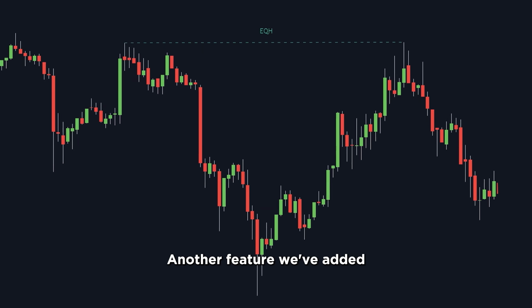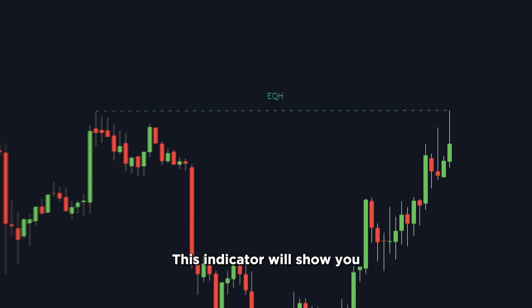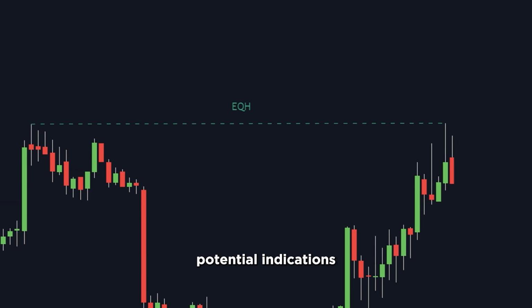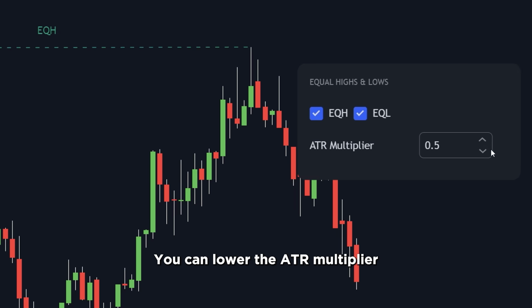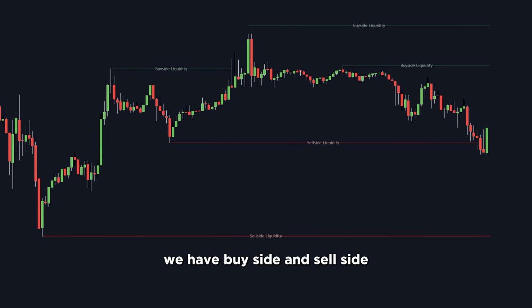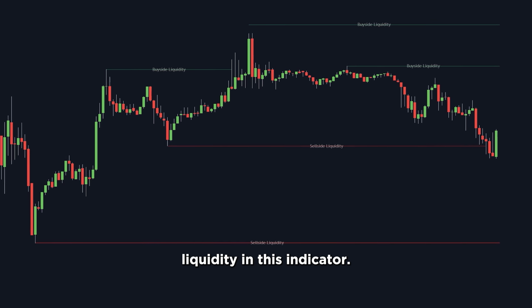Another feature we've added is equal highs and lows. This indicator will show you when equal highs or lows are formed, and these can be potential indications of a market reversal. You can lower the ATR multiplier if you want to find more accurate but less frequent lows and highs. Moving on, we have buy-side and sell-side liquidity in this indicator.